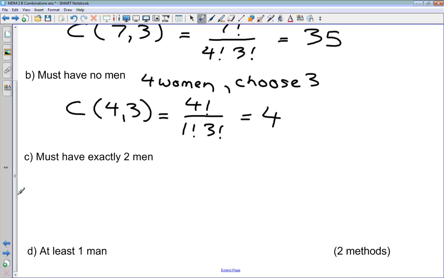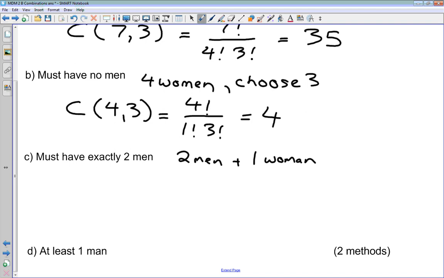Now, what if we want to have exactly 2 men? In other words, what we want is 2 men and 1 woman on our committee. In this case, we can take the choosing in 2 stages. We can look at how many ways we can choose the 2 men, how many ways we can choose the 1 woman, and then figure out the total number of possibilities here.